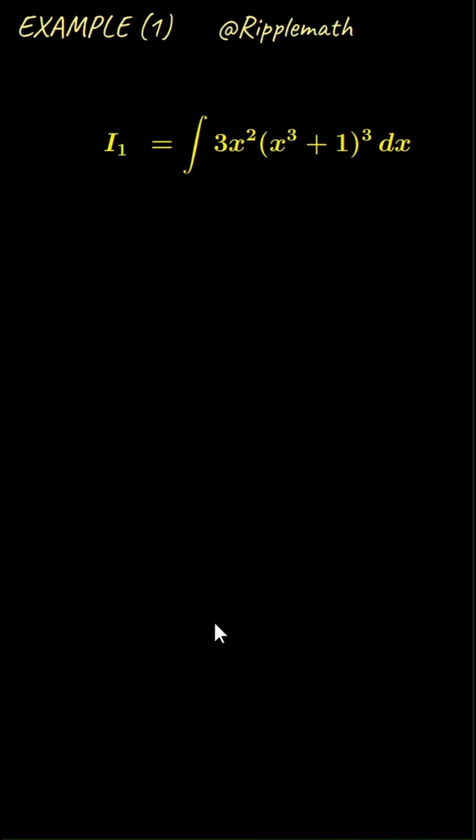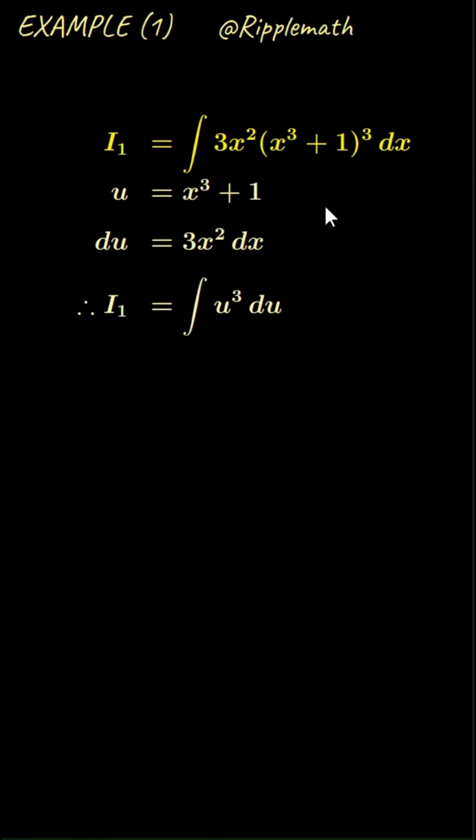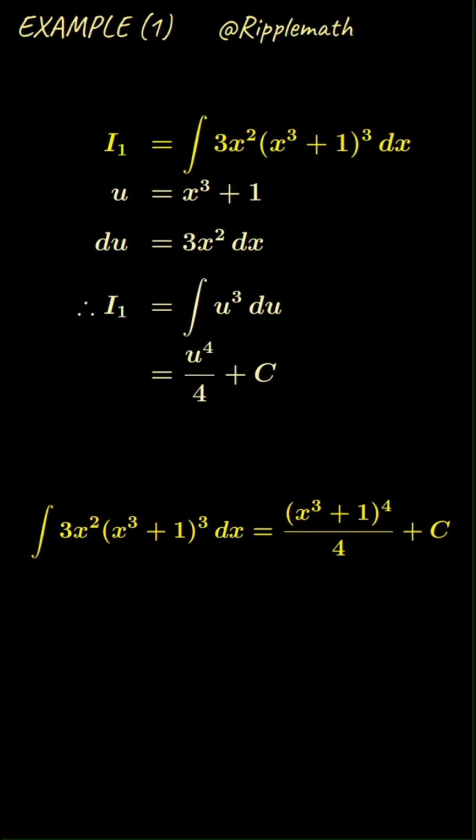The first one, 3x squared, bracket x cubed plus 1, all cubed. We're going to put u equal to x cubed plus 1. You could just go u equals x cubed, but by putting in the plus 1, it makes it easier. du is 3x squared dx. Then you can see the 3x squared dx is up here. That part then becomes just a du. So you remove those two, and this one is just u cubed. Simple. Integrate, sub back, and that's it.